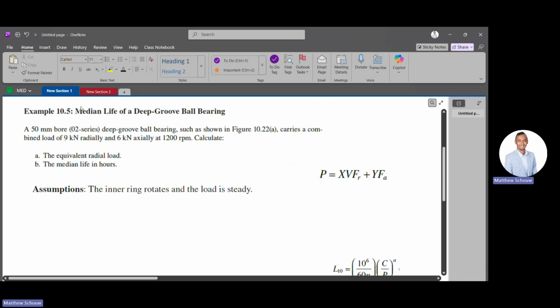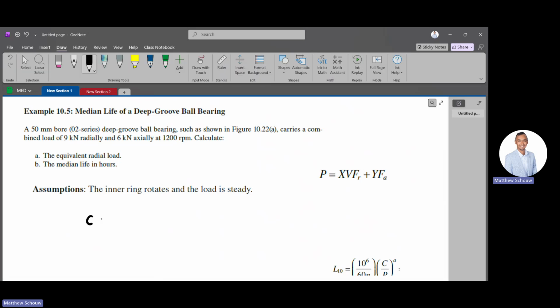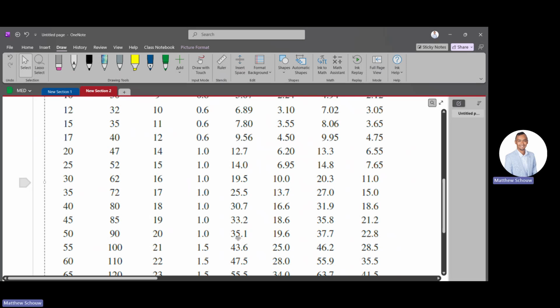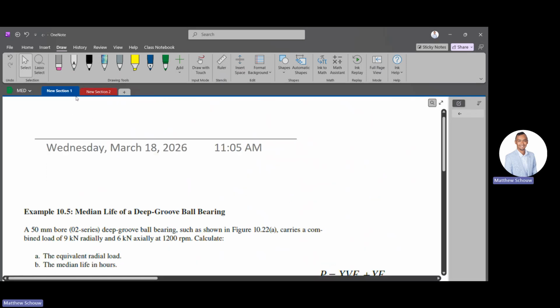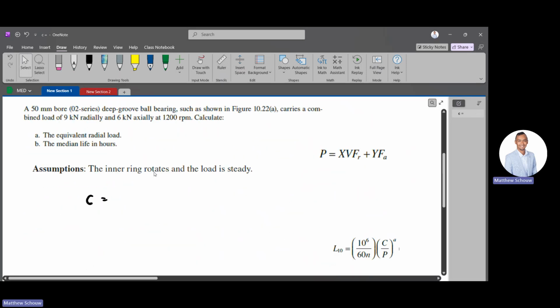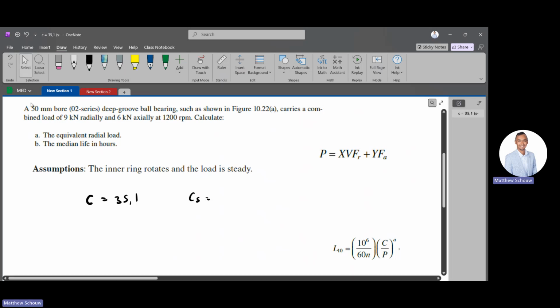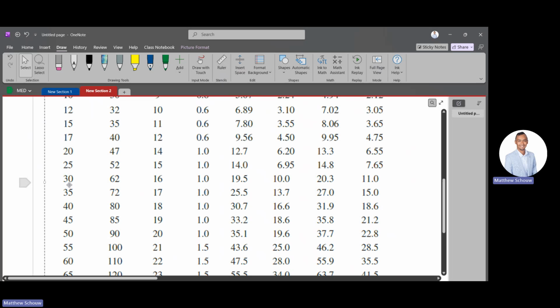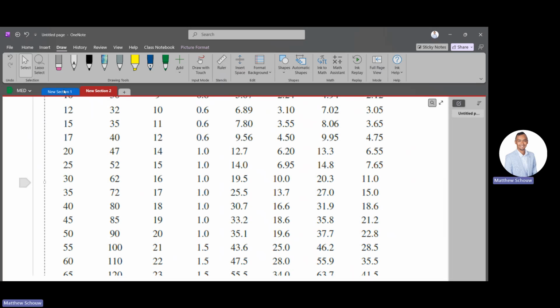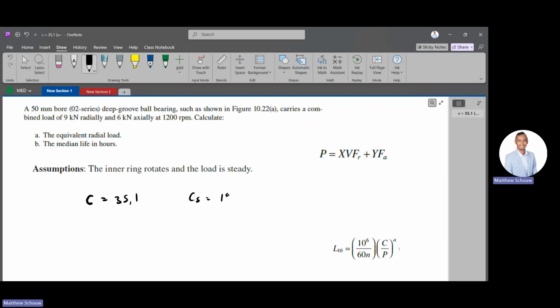So then we're going to say your C equals, what was it again? 35.1, and your C0 equals 19.6, right? Cool. That's obviously going to help us with our calculation.